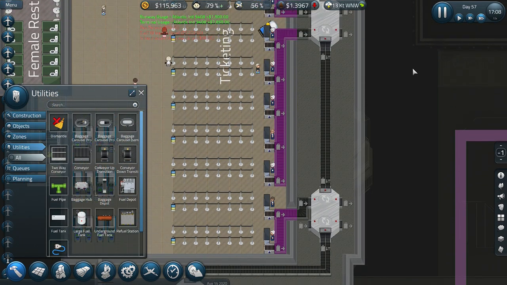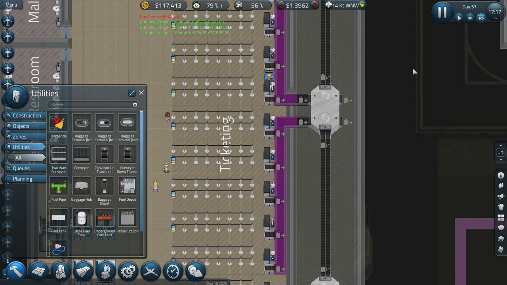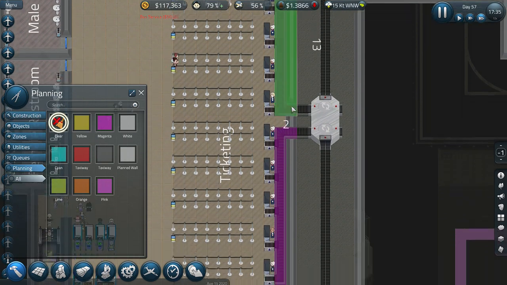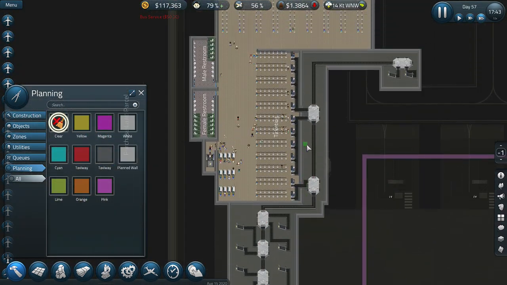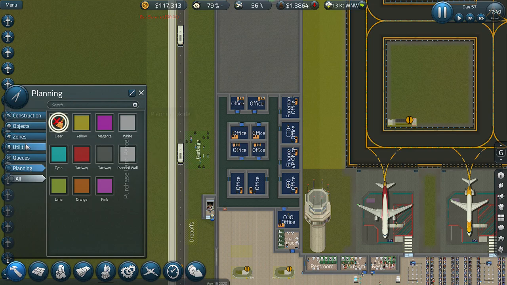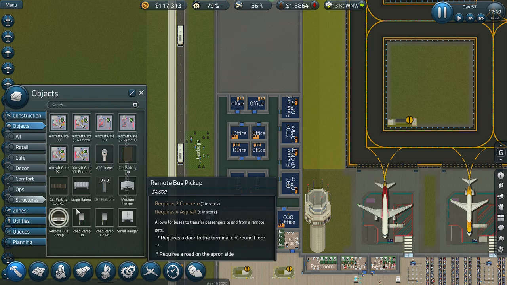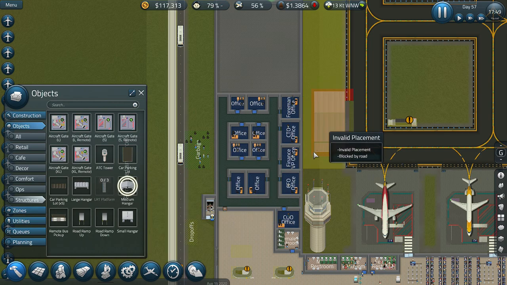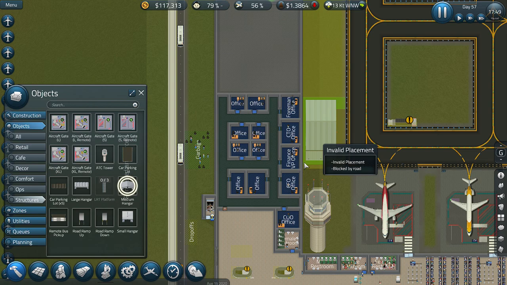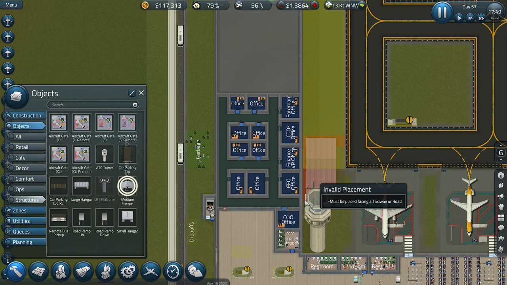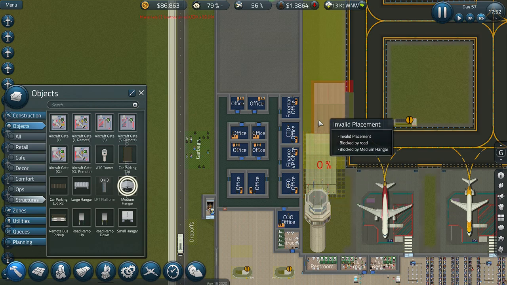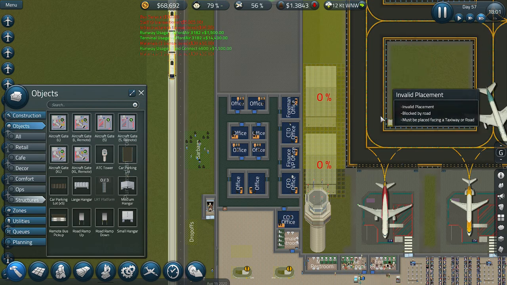All right, so we've got the baggage system set up, except for one thing. We don't have any baggage trucks. So we need to go to structures, and we want the medium hangar, because that is all that can fit right here. So we're going to squeeze it down as far as it will go. And place it there. And we'll place down two.